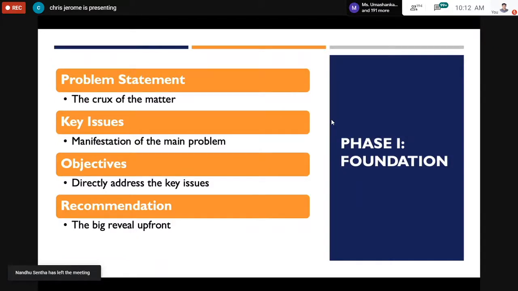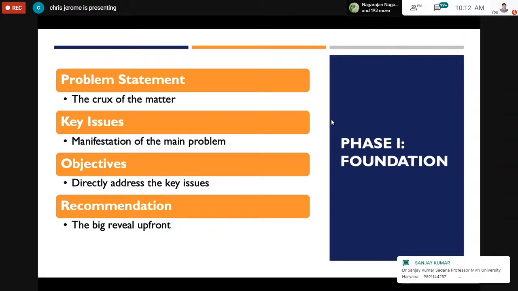We'll get into a few details of each of the phases now. So phase one, as I said, is the foundation. What this would look like is the first few slides that a student is putting together after reading the case. Their first slide would be a problem statement slide. It's just, as I said, a few statements about what the problem is. Then the next slide should talk about the key issues.